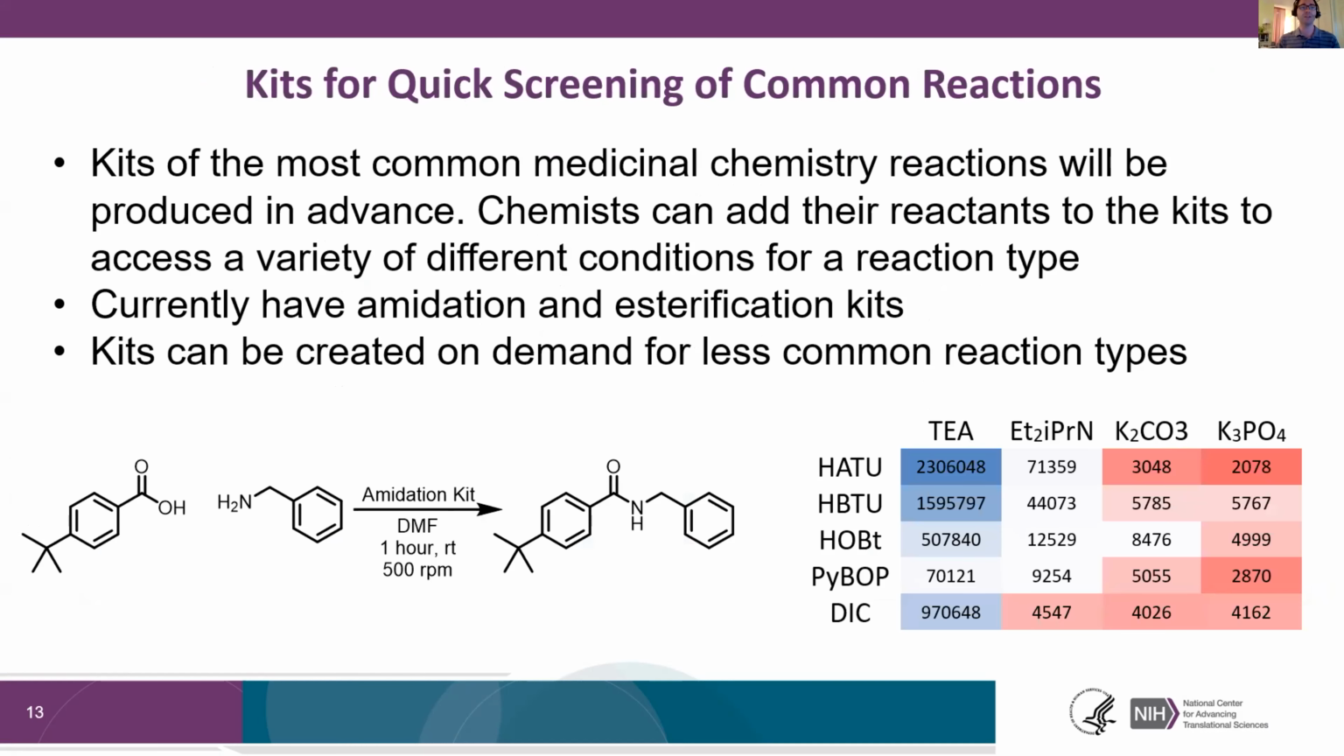To talk briefly about kits, we've currently made a kit for amidation and esterification, and we're designing and making more kits. As an example, on the bottom is an amidation that we ran using our small amidation kit. What we can see is that TEA is the most effective base for this reaction. Several different coupling reagents work, but HATU is the best. And these are available for on-demand use for chemists as well.